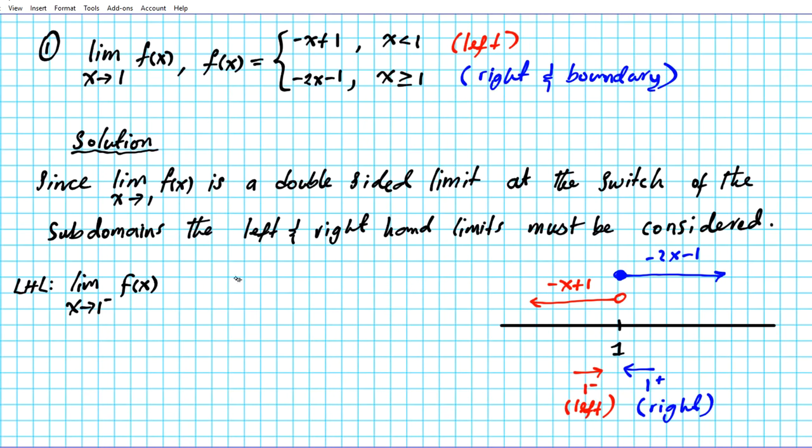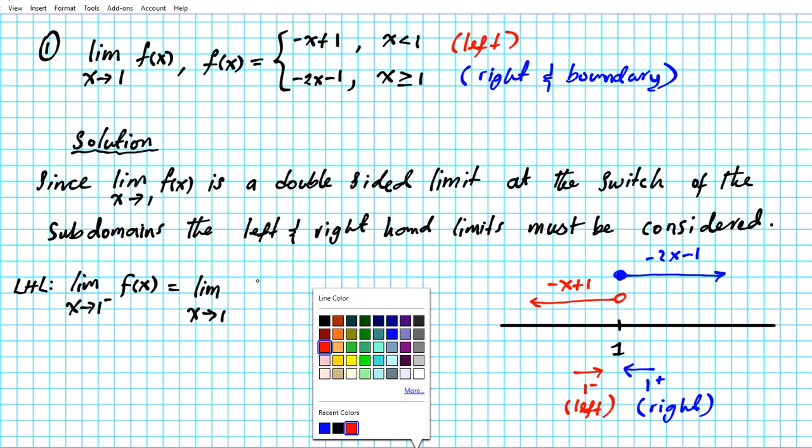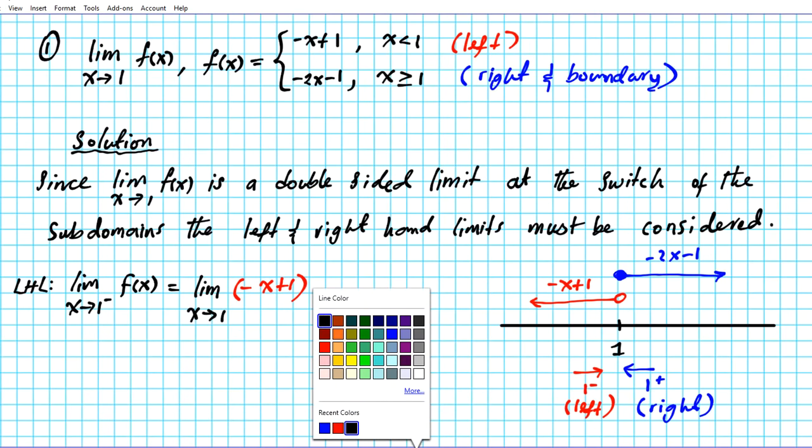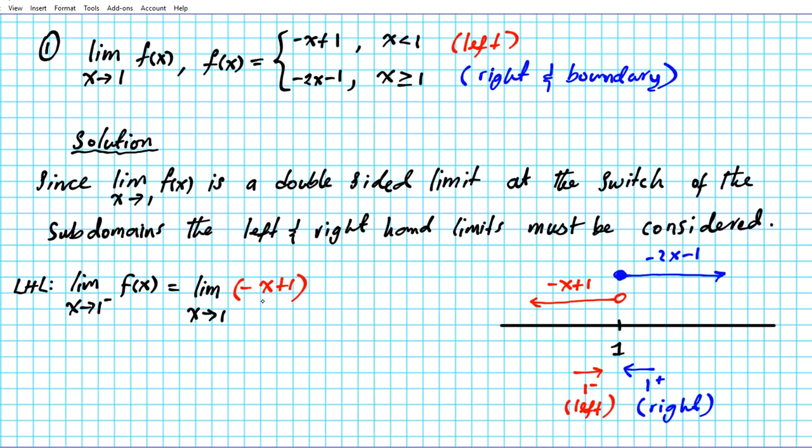Alright, so for the left hand side, the limit as x approaches 1 from the left of the function is simply going to become the limit as x approaches 1 of the function on the left. The function to the left is negative x plus 1. Notice I didn't put any direction in what x is approaching. The reason is because I have already selected the function that x is going to be approaching, namely the function to the left.